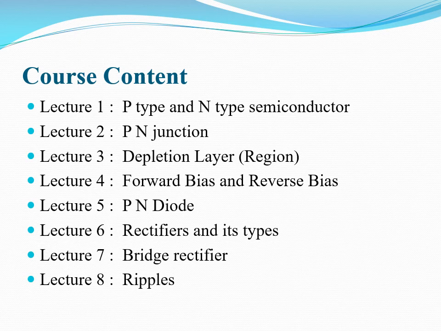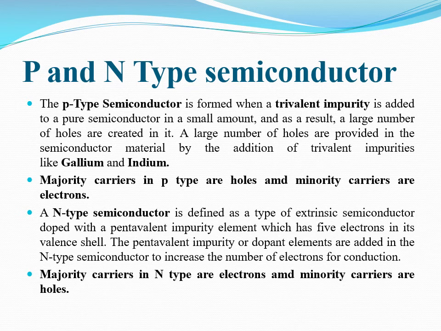So these are the course contents. We will talk about P and N type semiconductor, PN junction, depletion layer, forward bias and reverse bias, PN diode, rectifiers and its types, bridge rectifier, and ripples. So first of all, we will talk about P and N type semiconductor.